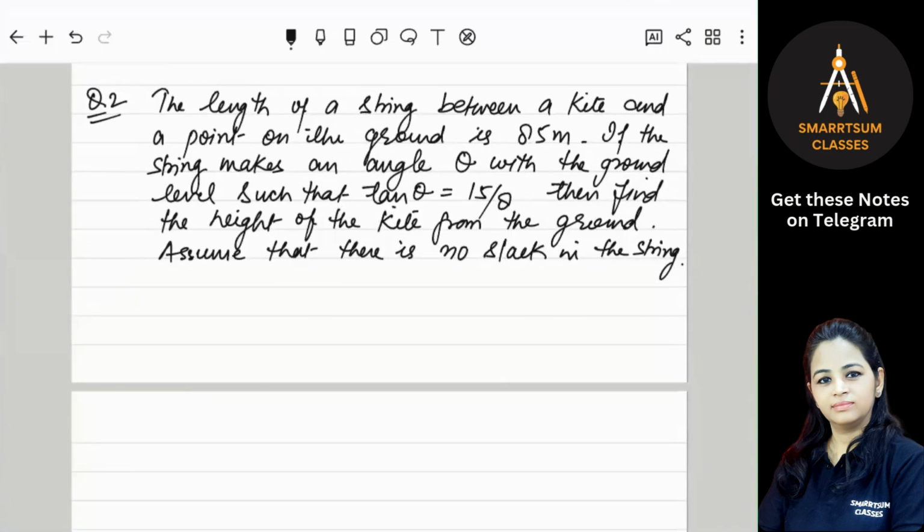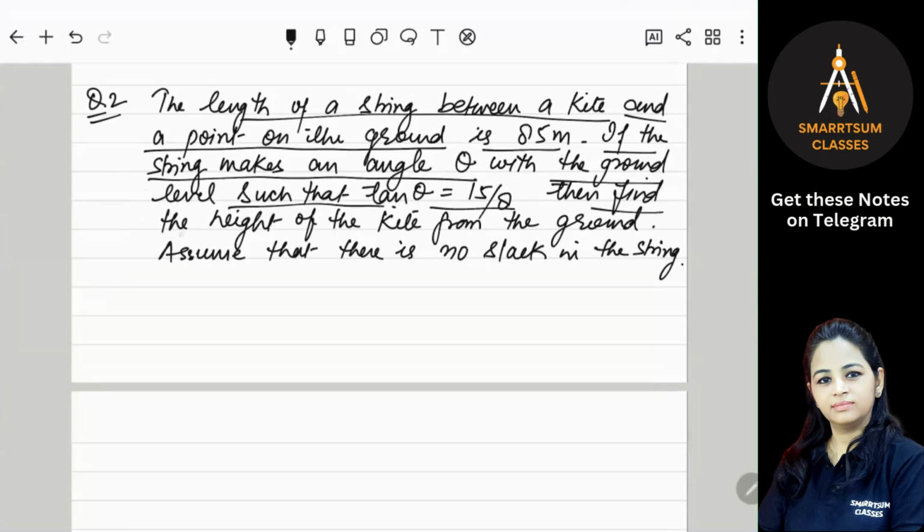Now look at this question number 2. Another type of question in this. The length of a string between a kite and a point on the ground is 85 meters. If the string makes an angle of theta with the ground such that tan theta is 15 upon 8, then find the height of the kite from the ground, assuming that there is no slack in the string, right?